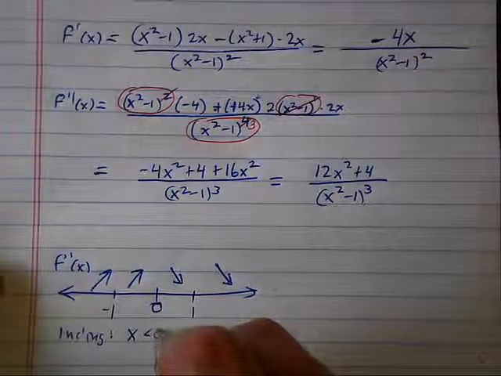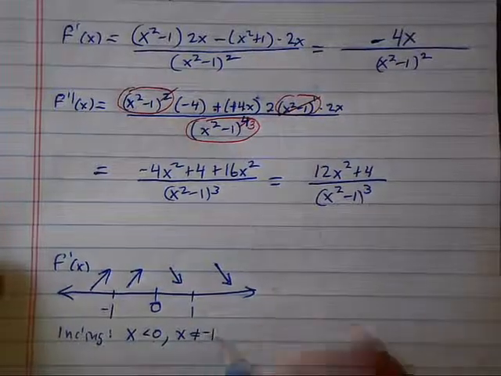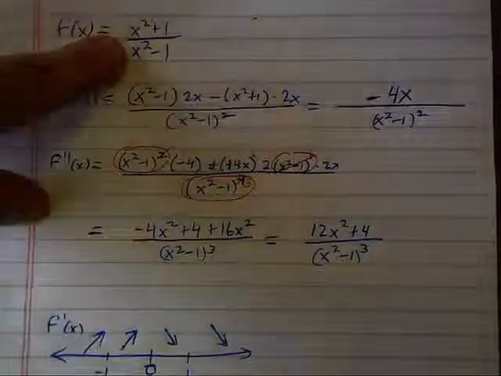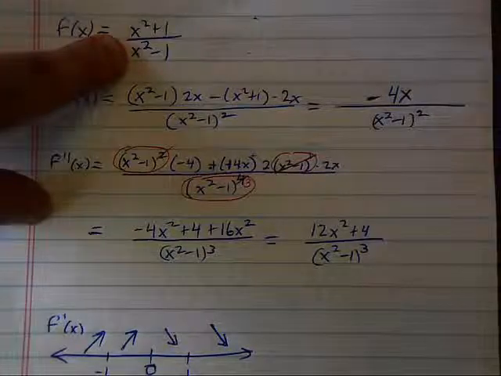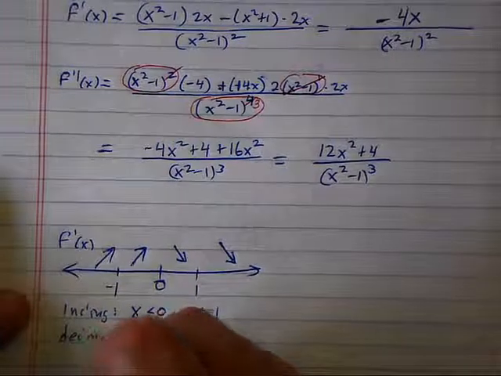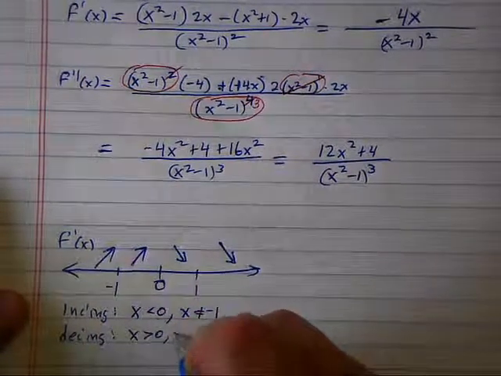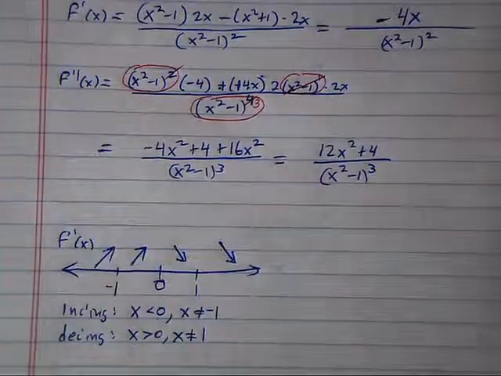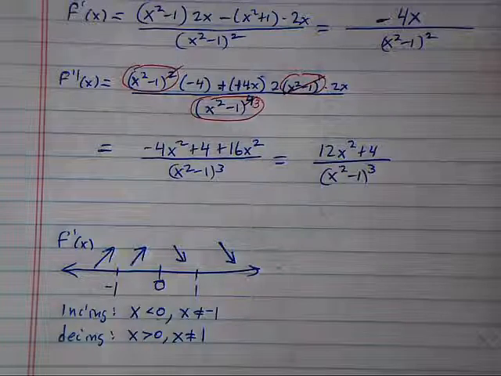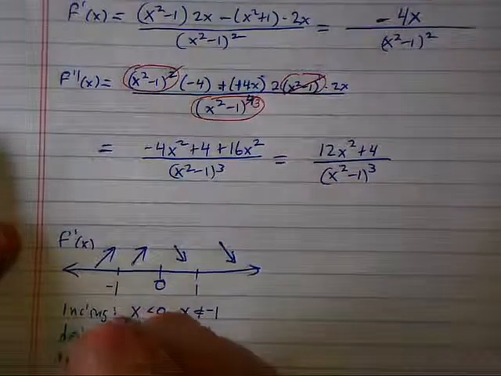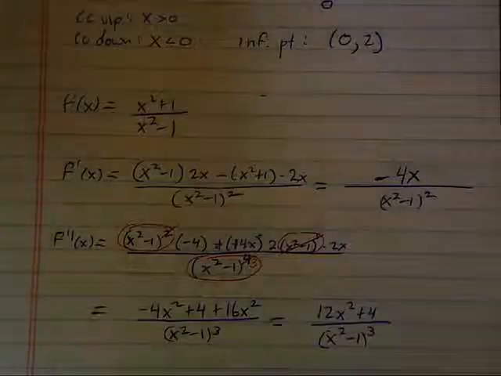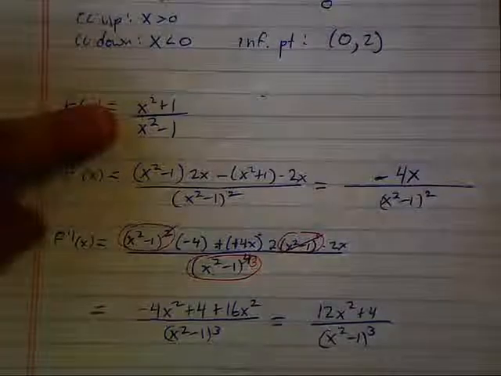X is less than 0, but X cannot be negative 1. How come X cannot be negative 1? It's not defined. If I plug negative 1 in, it's not in the domain of the original problem. Decreasing: X greater than 0. X does not equal 1. And what's happening at my critical point? I have a relative max at 0, comma. I got to plug 0 back into my original function. I get negative 1.